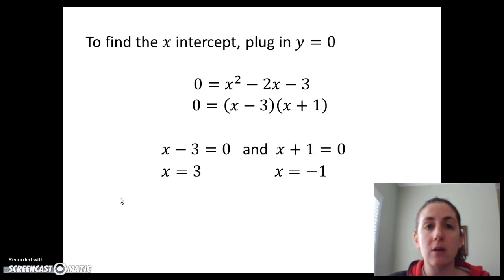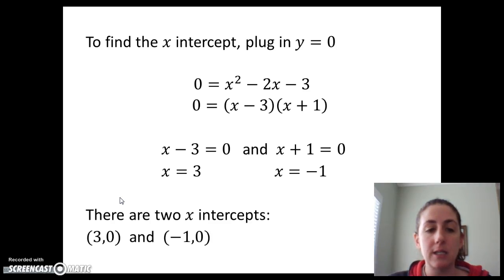Now, just like y-intercepts, x-intercepts are ordered pairs, so we need to write them as ordered pairs. So we have two x-intercepts. There are two places where this graph crosses the x-axis, at 3, 0, and negative 1, 0.